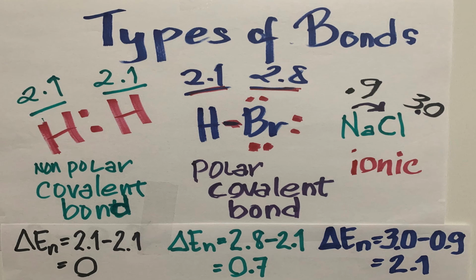So that's it. We can determine the types of bonds based on the electronegativity difference, and all we need to do is compare it with the range, and we can classify the bond that exists between the two atoms.